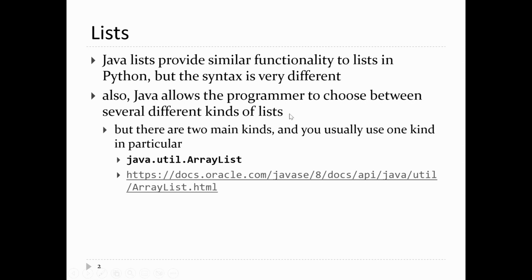Now, in Java, you're allowed to choose from potentially many different kinds of lists. Whereas in Python, normally you just make a list and you don't worry about what type of list it is. In Java, there are two main kinds of lists, and normally you only use one of them. There's this thing called ArrayList, which is the class that you normally use. If you click on that link there, that'll take you to the documentation for the ArrayList class.